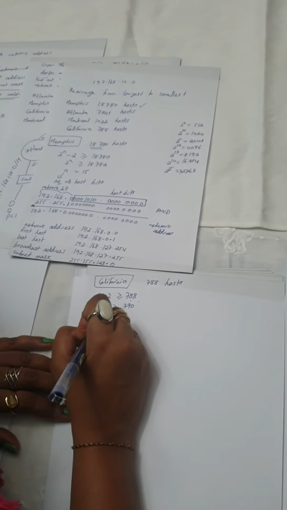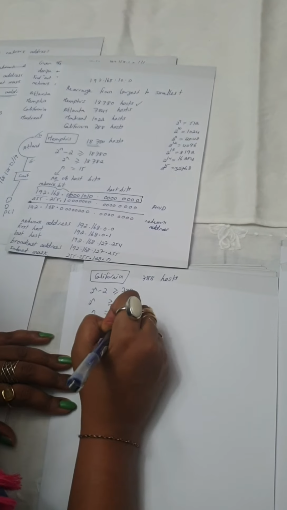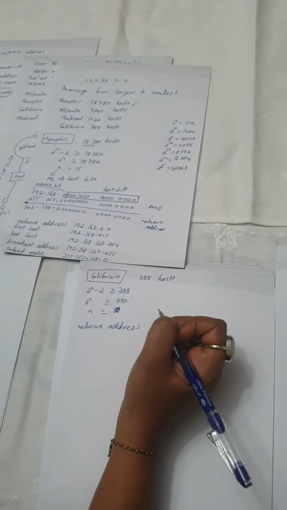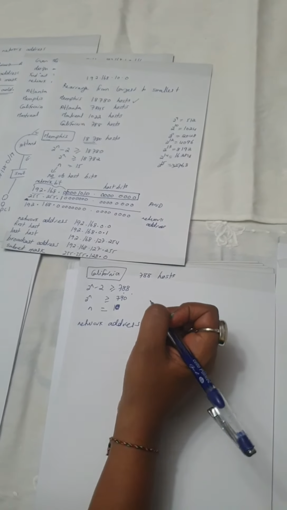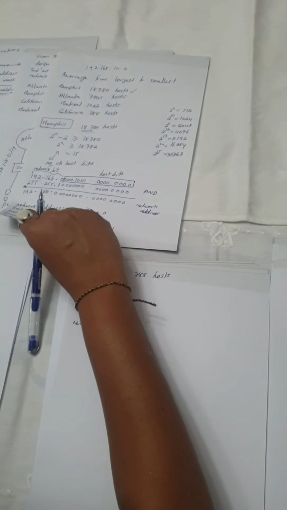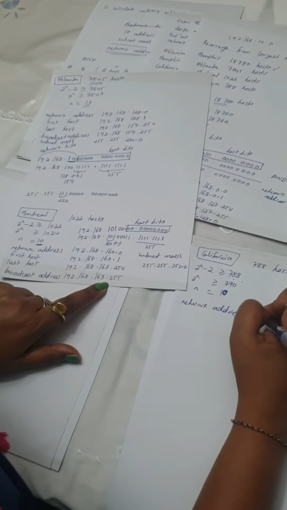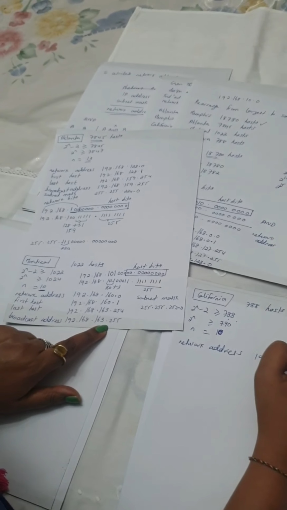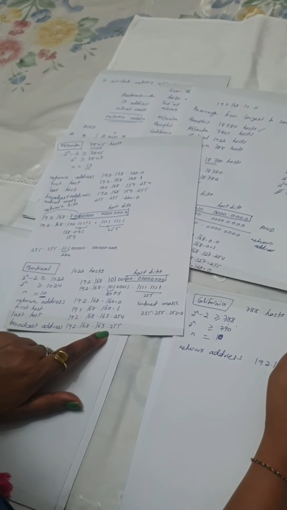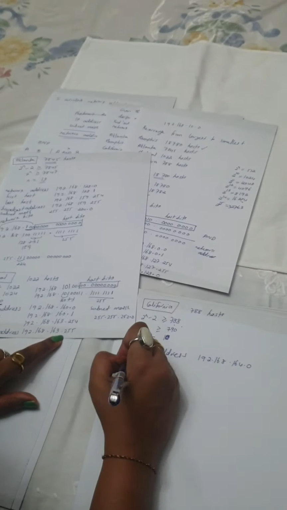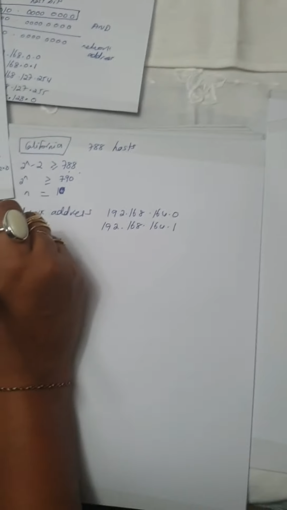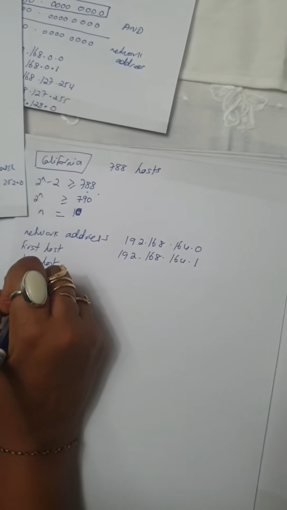Now, the network address would be one after the last one. And the last one we did was the Montreal broadcast address. The next network address is 192.168.164.0. First host 192.168.164.1. Last host, broadcast.